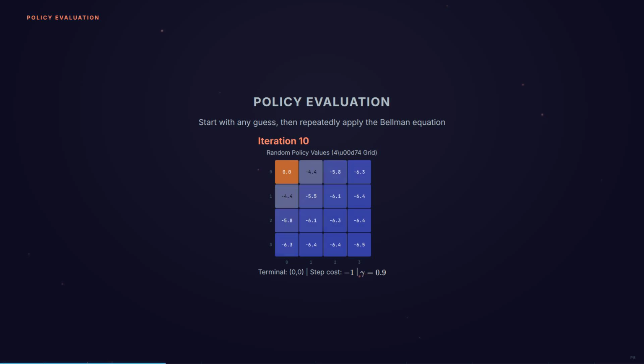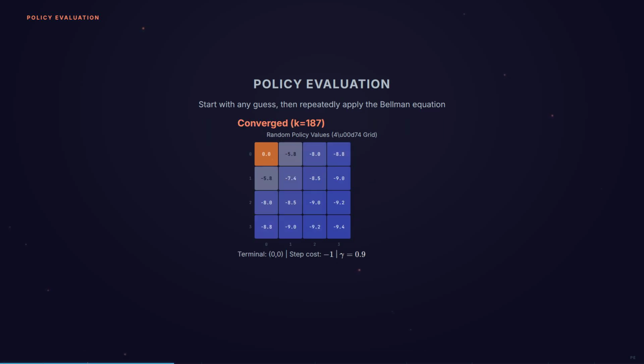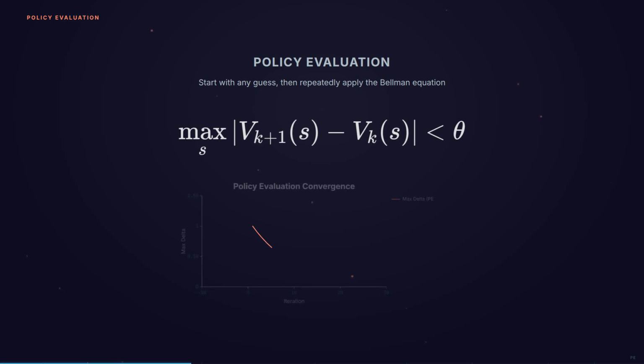By iteration 10, a clear gradient has formed. States close to the terminal have higher values because the random walk reaches the goal sooner. After convergence, the values settle. The farthest corner, state 3,3, reaches -9.36. Under a random policy, the agent wastes enormous time bouncing around. We stop when the maximum change across all states drops below a threshold theta. The stopping rule is max over all S of the absolute difference between V_k+1 and V_k is less than theta.